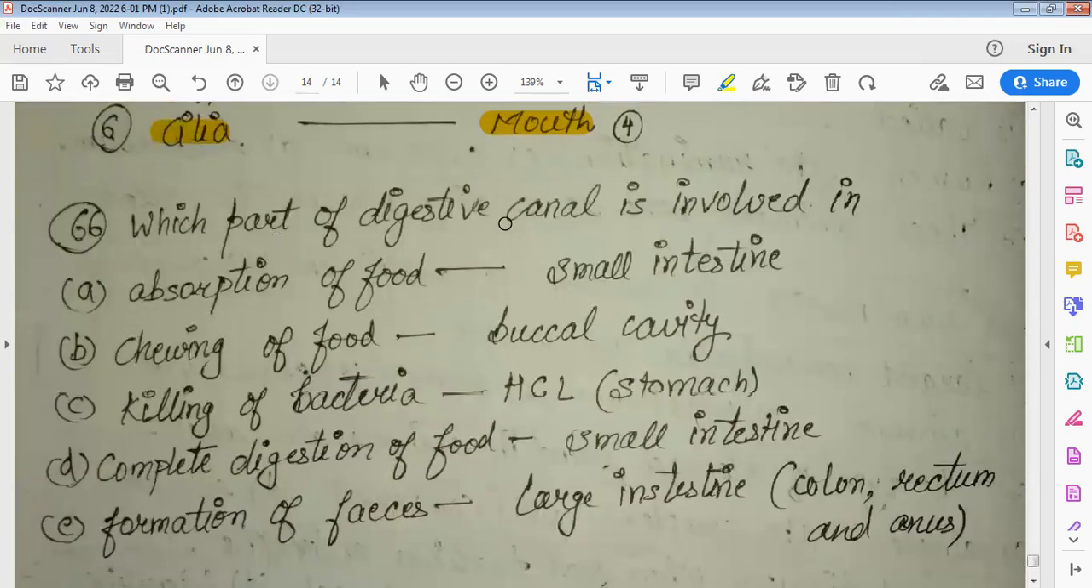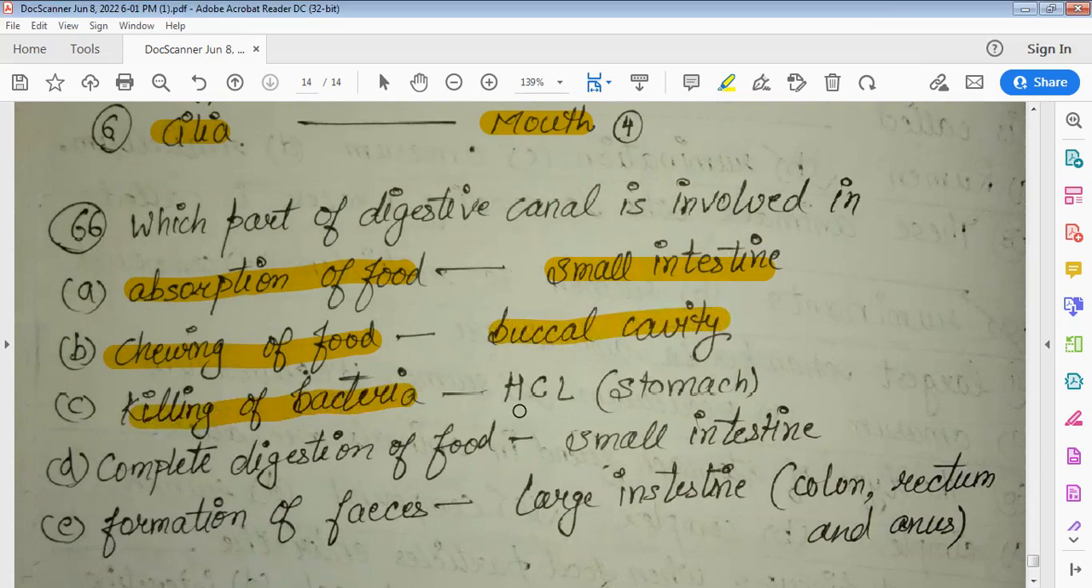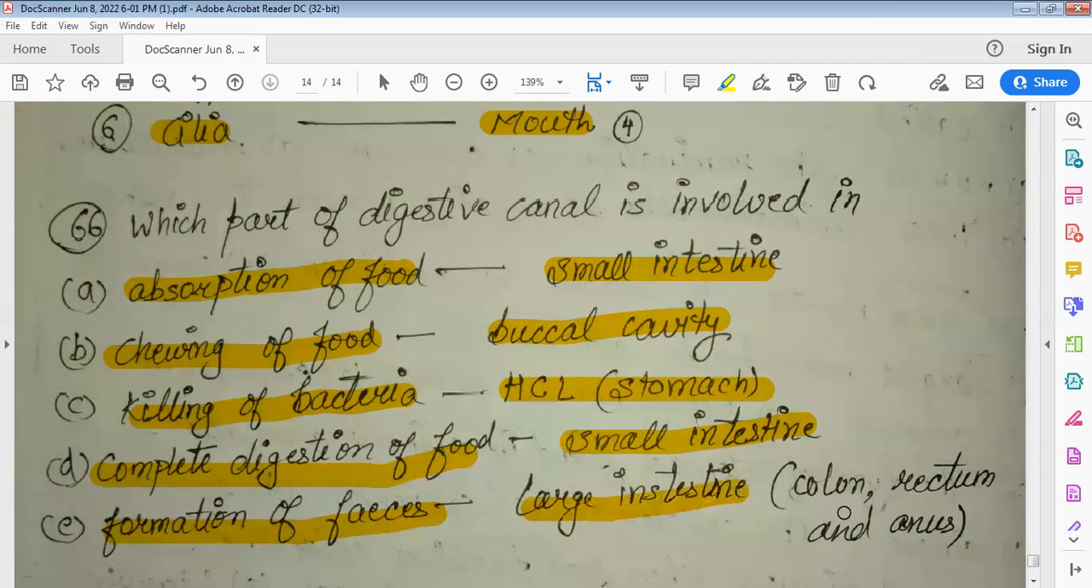Which part of the digestive canal is involved in absorption of food? Small intestine. Chewing of food: buccal cavity. Killing of bacteria: hydrochloric acid found in the stomach. Complete digestion of food: small intestine. Formation of feces: large intestine, colon, rectum, and then anus.